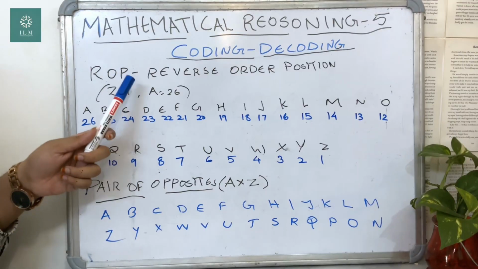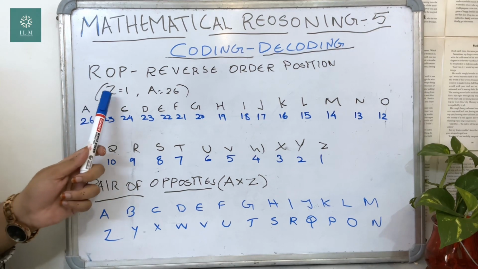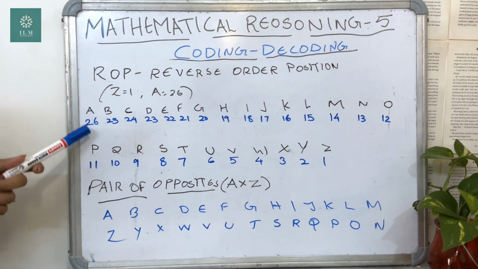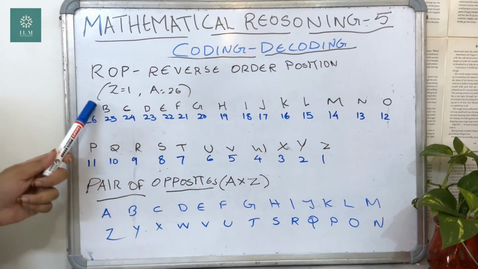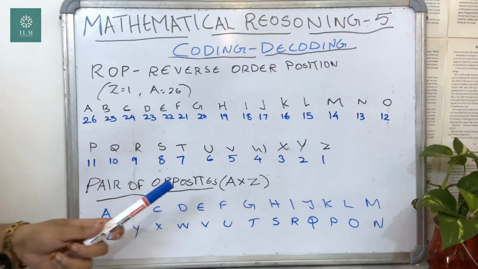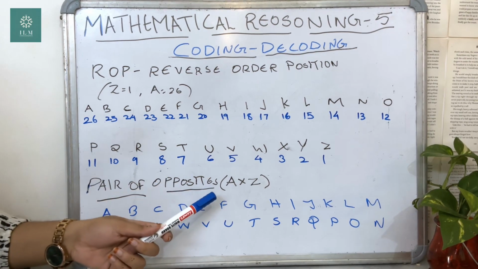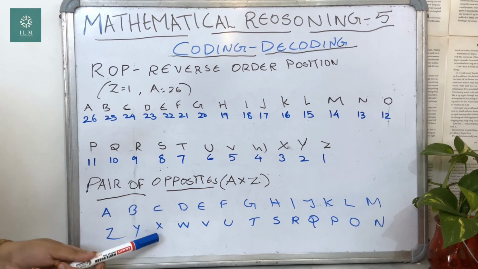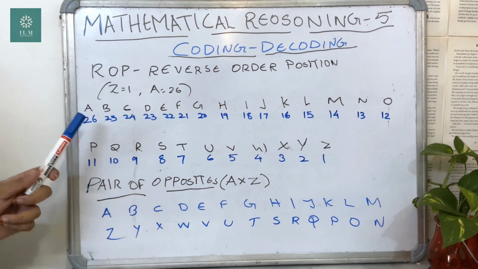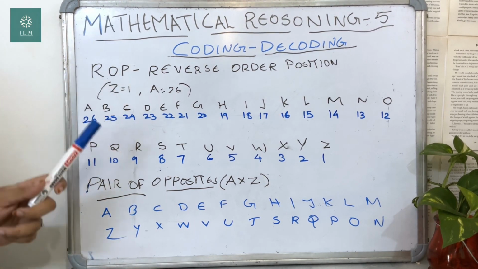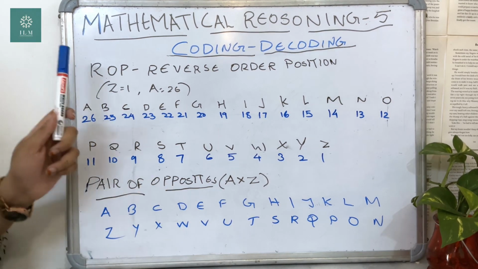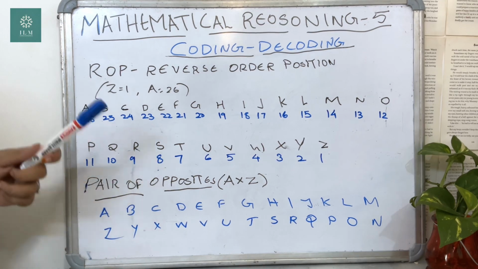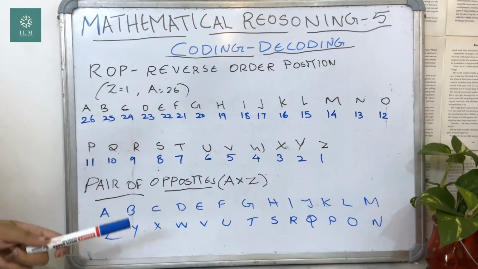Next is reverse order position, that is ROP, where Z will be in the first position and A will be in the 26th position. So here you can see the position is reversed: A in 26 and Z in 1. And after that, pair of opposites. A will be the opposite of Z, B opposite to Y, C opposite to X, D opposite to W. So we have direct order position, reverse order position and pair of opposites. You will be doing coding and decoding using these three rules.